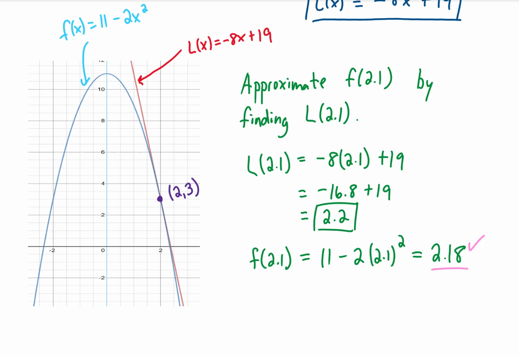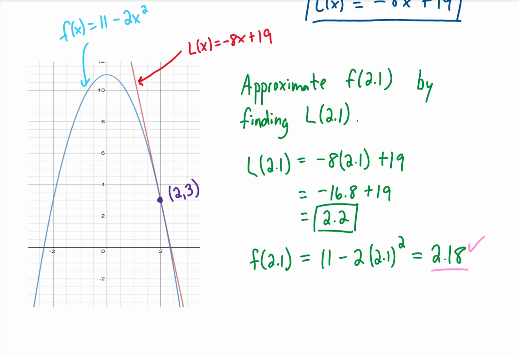And I guess as far as answering the question, why couldn't you have just plugged 2.1 into the original function right off the bat and never even found a linear approximation? I guess what I can say is that sometimes it's just easier to work with a linear function than it is to work with a quadratic function, or maybe a sine or a cosine function. So using a tangent line as an approximation to a function can sometimes come in handy.